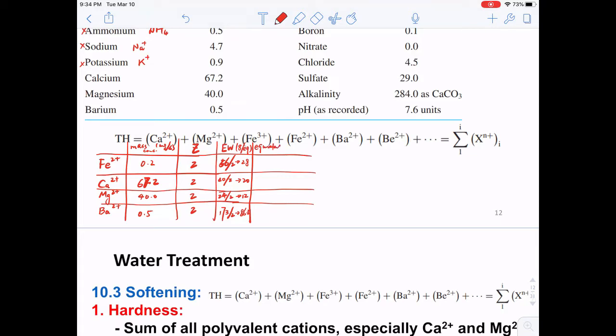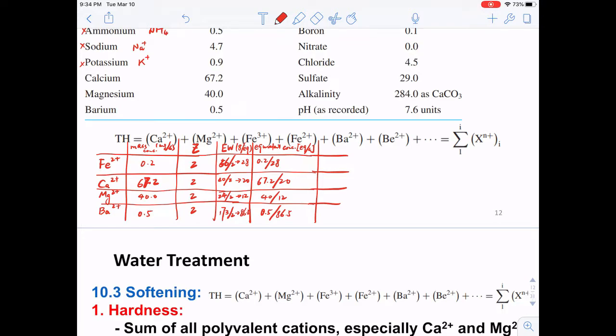Okay, and now we can calculate the normality, or the equivalent concentration. The equivalent concentration carries a unit of equivalent per liter, right? And this is calculated by dividing the mass concentration by the equivalent weight. So that's going to be 0.2 divided by 28, 67.2 divided by 20, 40 divided by 12, and then 0.5 divided by 86.5.